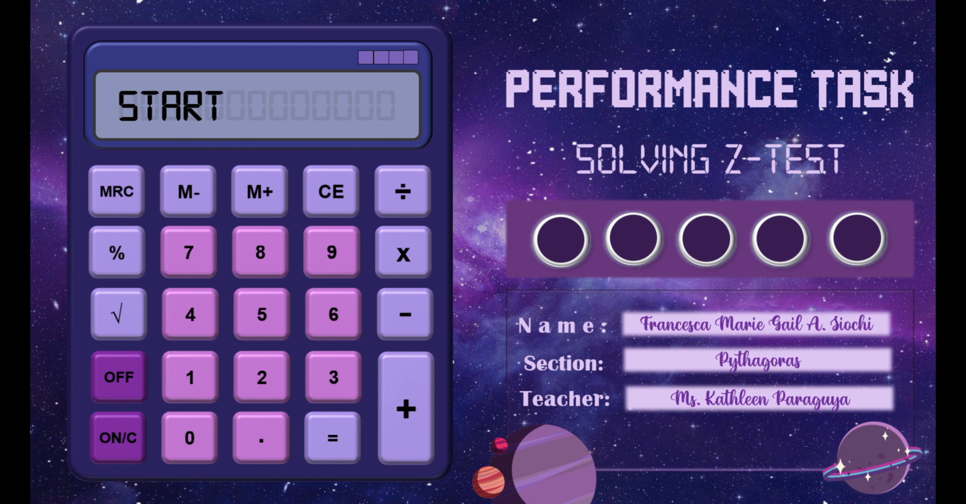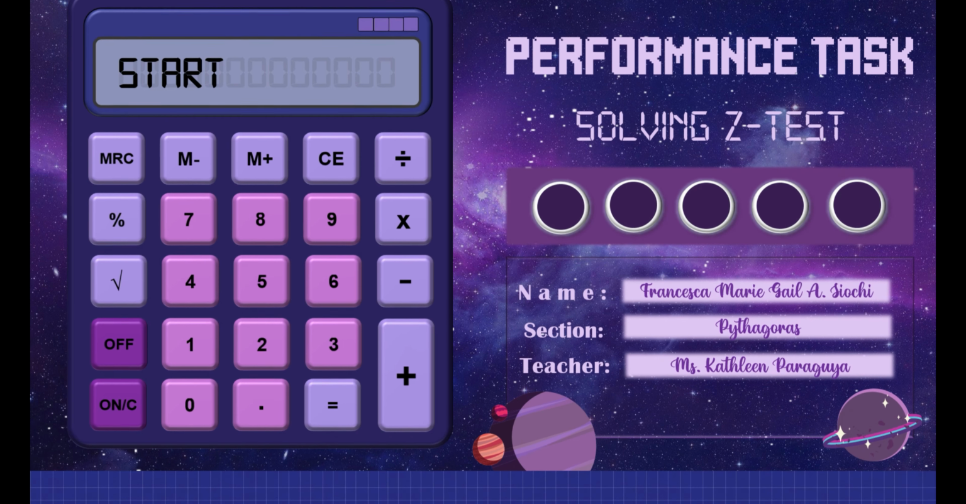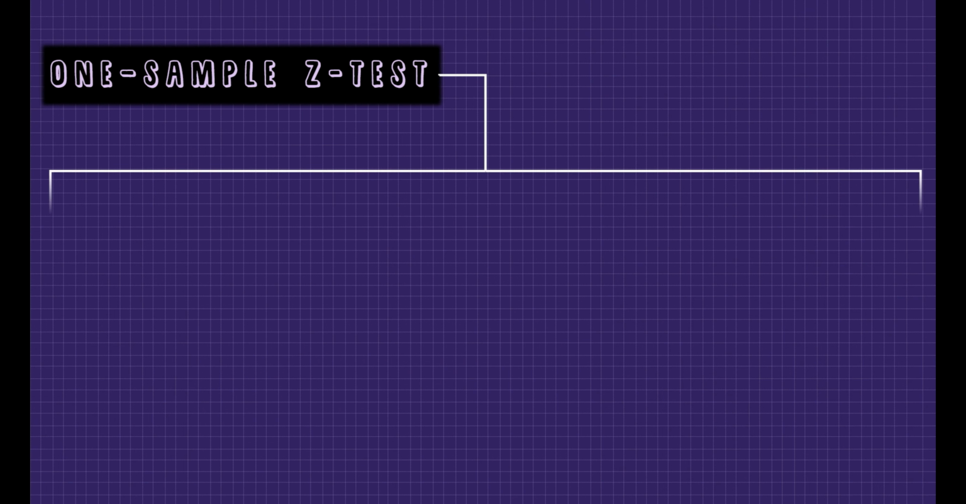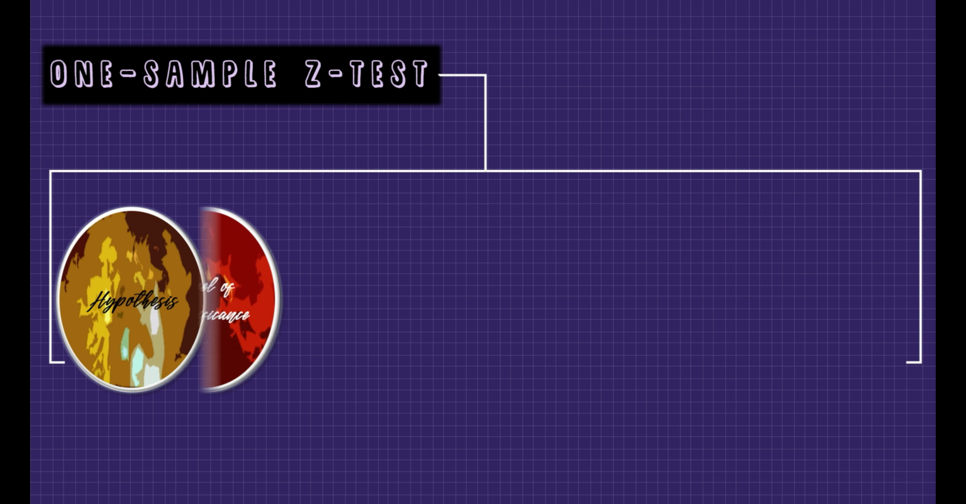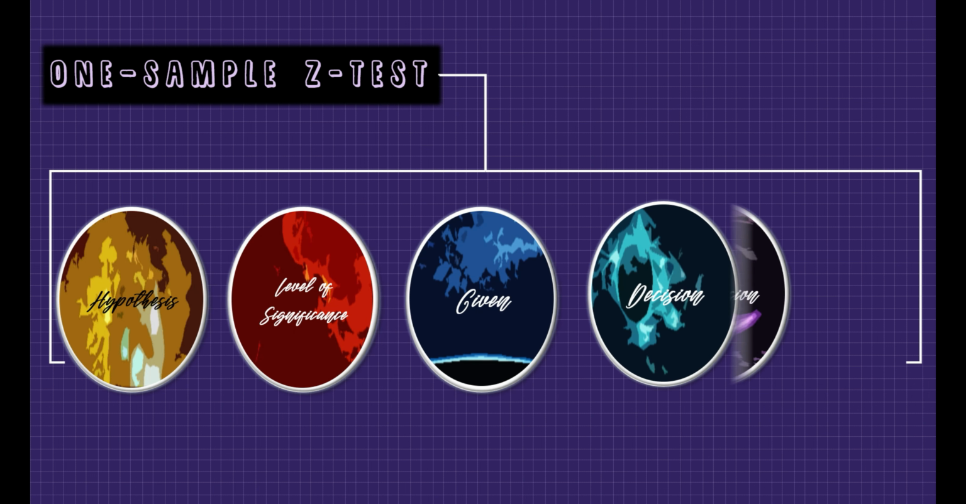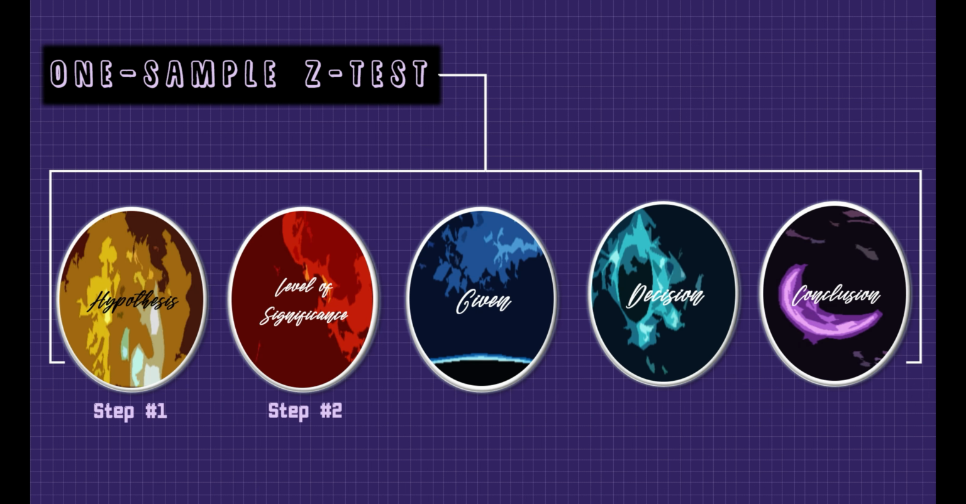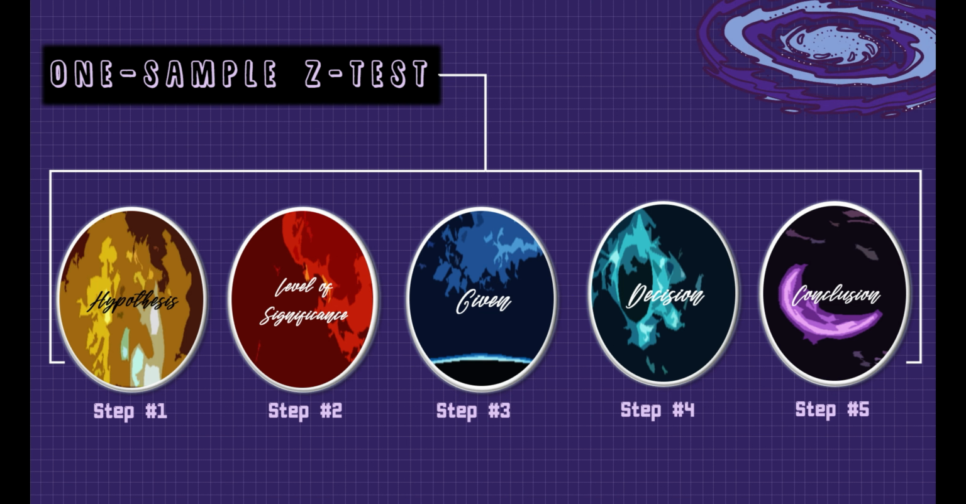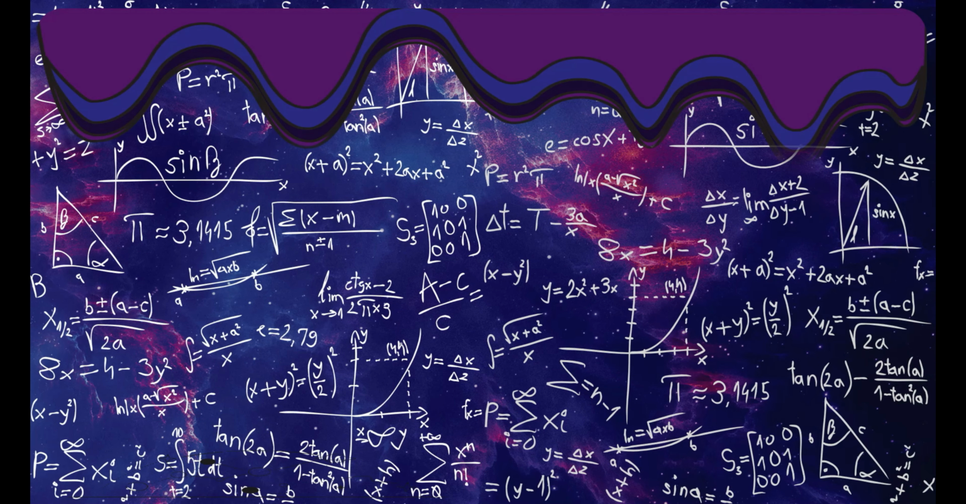Our topic for today is solving for z-test. We'll kick things off with one sample z-test and its steps for solving. First step is stating the hypothesis and identifying its claim. Second is setting the level of significance and determining the critical value. Next is the given and calculation of the z-test. Then it's for the decision. And finally, stating the conclusion.